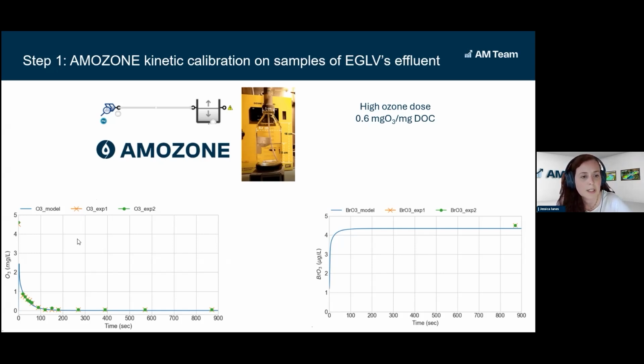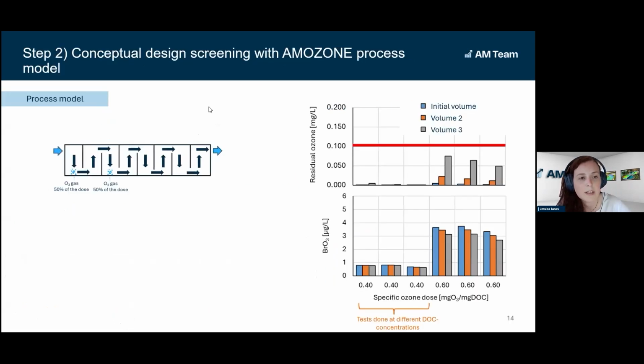In particular, if we look at the left graph, you can see the residual of ozone in water in time, so there's the decay of ozone. And we calibrated our AMOZONE model on these lab data. We calibrated the ozone residuals and also the bromate formation that we could see building up in time as a byproduct of ozonation.